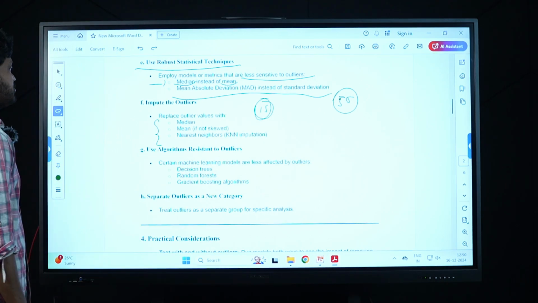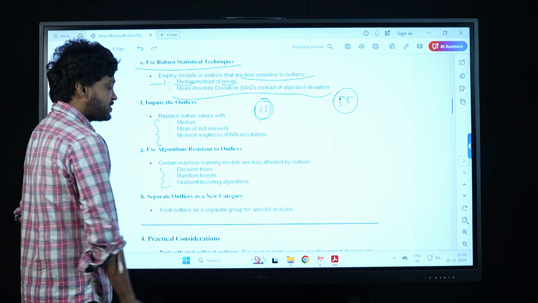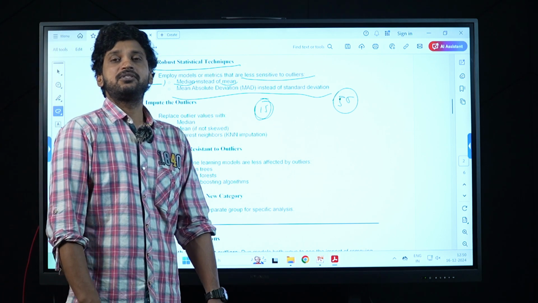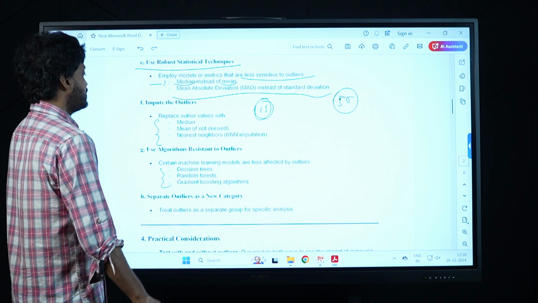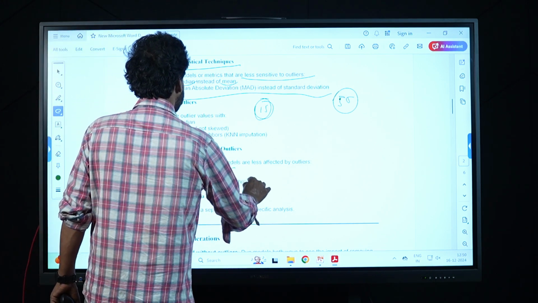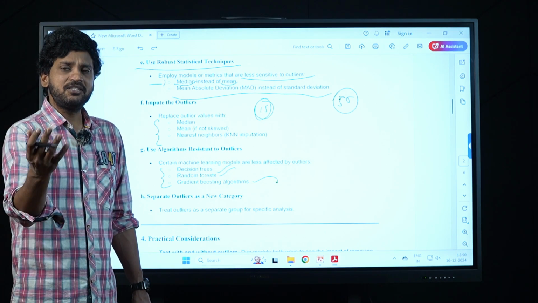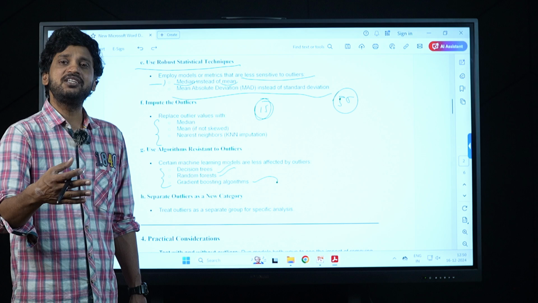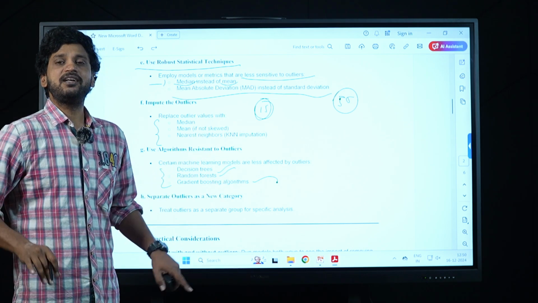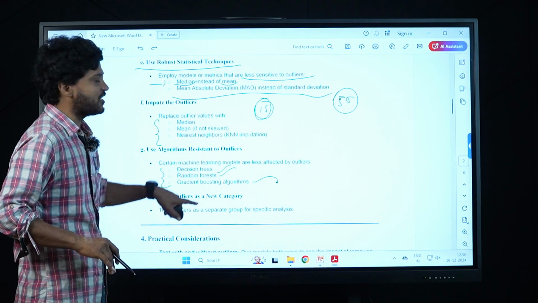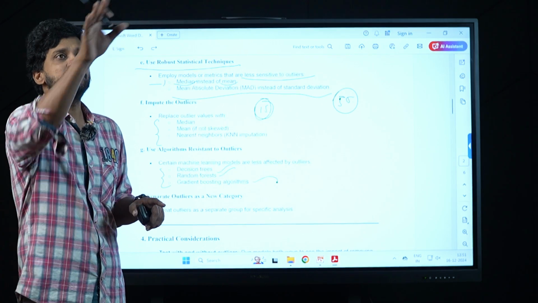Use algorithms resistant to the outliers. What are those? In some models, outliers are not the biggest problem. Some machine learning models, such as decision trees, random forest, and gradient boosting algorithms, are not sensitive to the outliers at all. For these models, you can keep the outliers the way they are present in the data set, because these models are resistant.